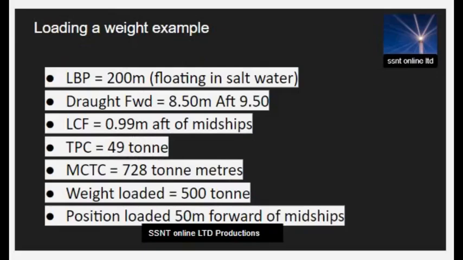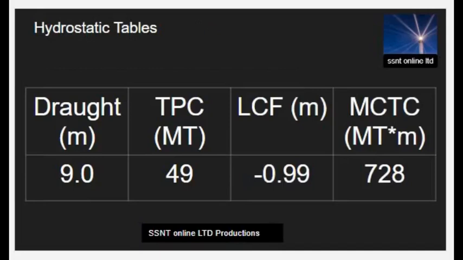Let's look at loading 500 tons on the center line of a big ship, 200 meters long. The initial drafts are 8.5 meters forward, and 9.5 meters aft, making the mean draft 9 meters. We go to the hydrostatic tables with the mean draft, 9 meters. We extract the TPC at this draft, 49 tons. The longitudinal center of flotation is 0.99 meters aft of midships. The moment to change trim by 1 centimeter is 728 ton-meters.